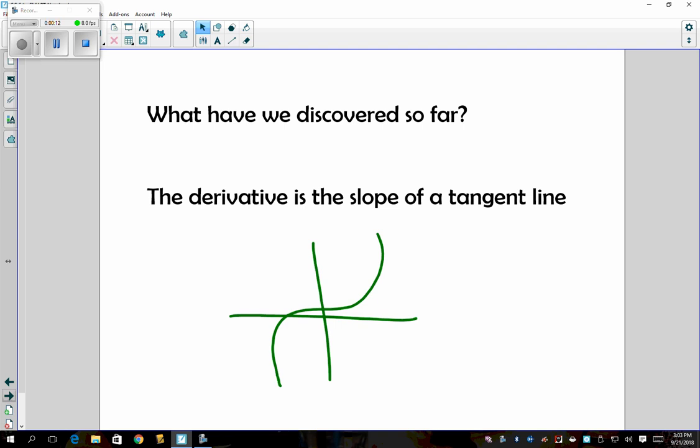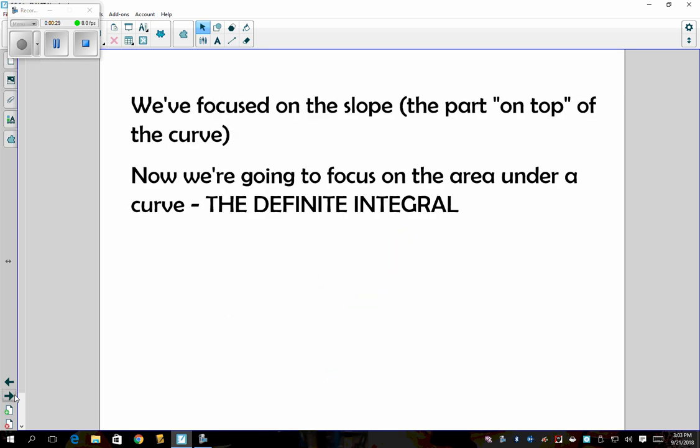So far we've discovered that the derivative is the slope of a tangent line. So given any point along our curve, we are able to find the slope of the tangent line to that curve. That's been the basis of our derivative. We've been focused more on the top part of our curve by using the derivative to find the slope, but now we're going to focus on the area under the curve, which is called the definite integral.